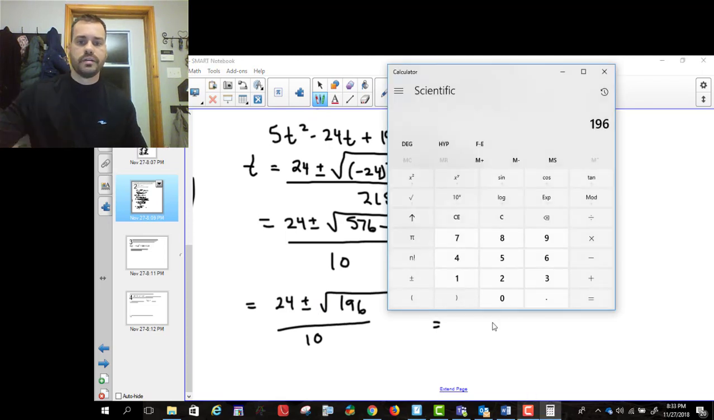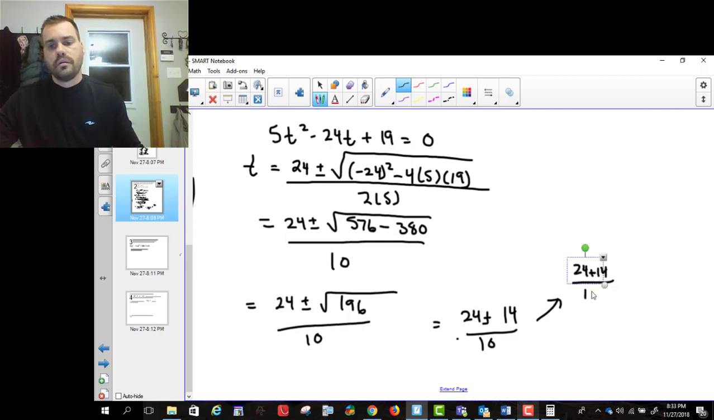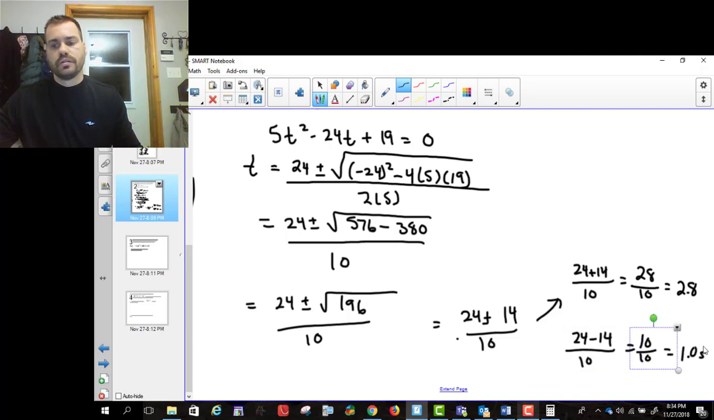The square root of 196, I'm going to ask that, and it's 14. So I get 24 plus or minus 14 divided by 10. So that gives me two options. It gives me 24 plus 14 divided by 10, and that's 28 divided by 10, which is 2.8. Or I get 24 minus 14 divided by 10, and that gives me 10 divided by 10, which is 1.0. So those are my two options.